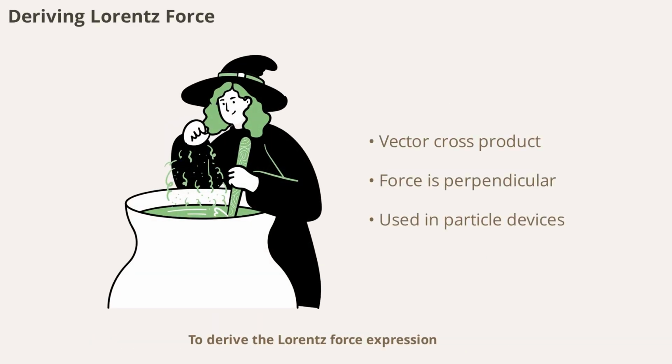Let's derive the Lorentz force expression. Consider a charge q moving with velocity v in a magnetic field B. The force experienced by the charge is given by the vector cross product F equals q v times B. This means the force is always perpendicular to both the velocity and the magnetic field. This concept is crucial in understanding the behavior of charged particles in devices like mass spectrometers and cyclotrons, where precise control of particle motion is required.